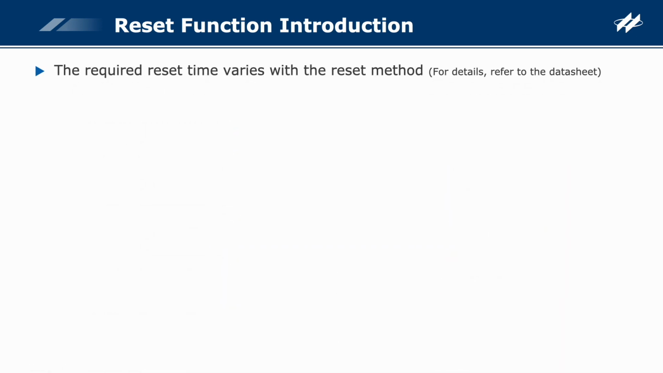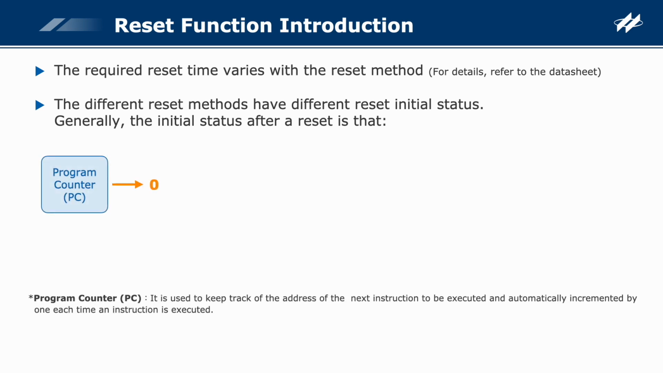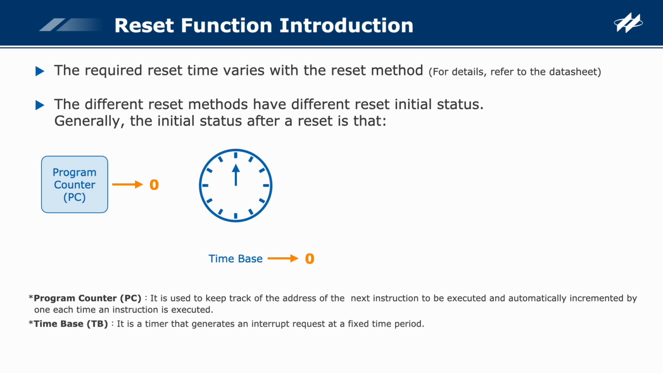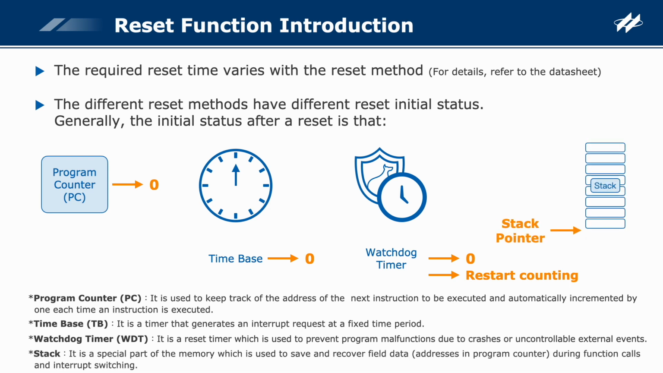The required reset time varies with the reset method. For details, refer to the corresponding datasheet. The different reset methods will also have different reset initial status. Generally, the initial status after a reset is that the program counter will be reset to 0, the time bases will be cleared, the watchdog timer will be cleared and begin counting, and the stack pointer will point to the top of the stack.